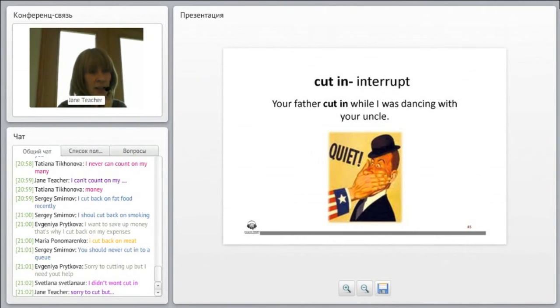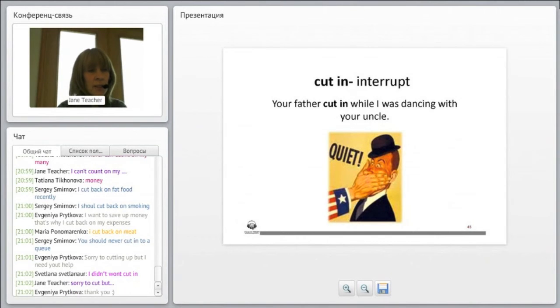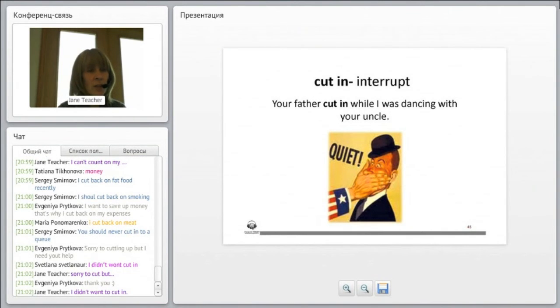Okay? Svetlana, I won't cut in. Oh, you can say, I didn't want to cut in. Good. That's good, Svetlana. Yes. I didn't want to cut in. So maybe there's people dancing or people talking and you don't want to interrupt. I didn't want to cut in, so I didn't go over and talk to them.